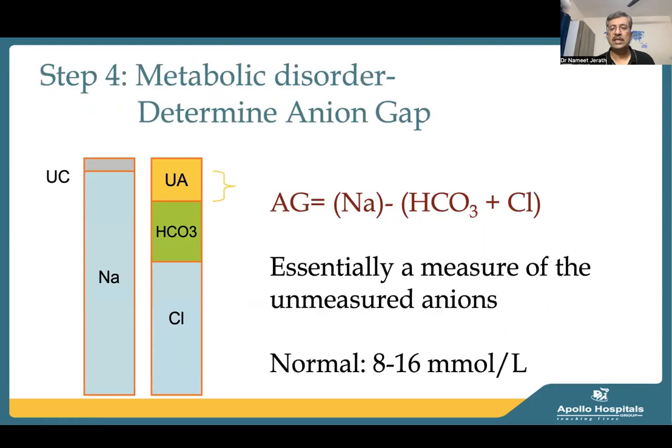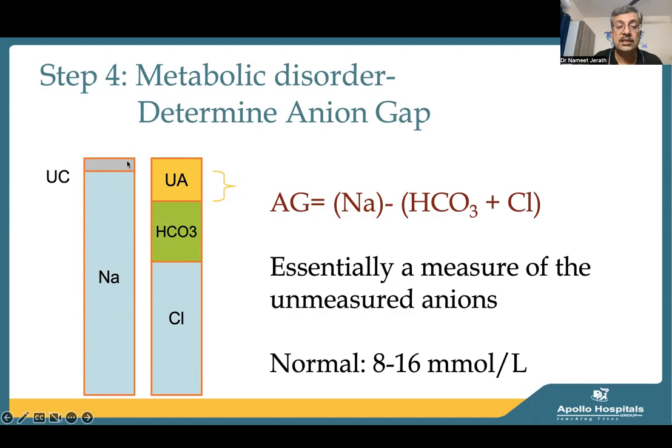Okay. Let's now move on to step 4. So we do step 3 only if it is a respiratory problem. If it is not a respiratory problem and it is a metabolic acidosis, we need to find out if there is an anion gap. So we need to determine the anion gap, which is the cations minus the anions. So you have all the cations here, many of which are measured and some unmeasured. And you have all the anions here, some that are measured, some that are unmeasured.